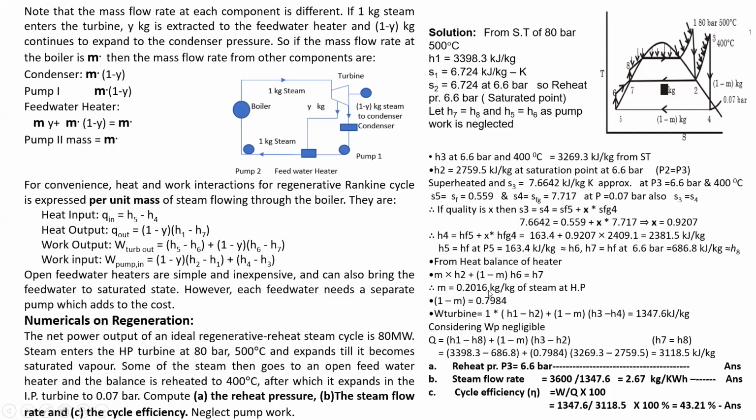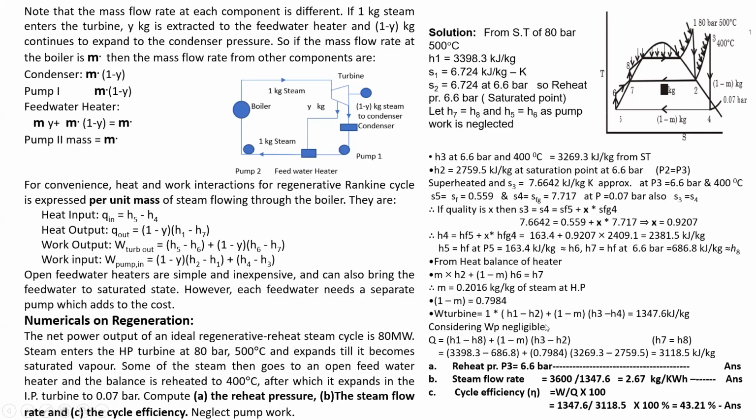Therefore, M is equal to 0.02016 kilojoules per kg of steam at HP. 1 minus M is equal to 0.7984. Therefore, turbine work done is equal to 1 into H1 minus H2 plus 1 minus M into H3 minus H4, because the extraction has taken place. So that much amount of steam heat is to be subtracted. That's why 1 minus M into H3 minus H4 is equal to 1347.6 kilojoules per kg.